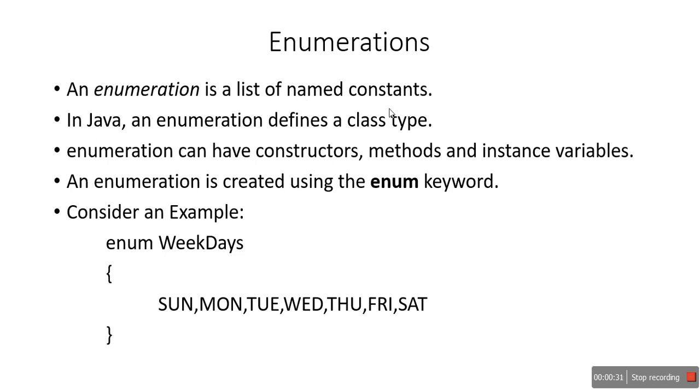Enumeration is a list of named constants. We know how to create constants in Java by using final, but that is just to create a constant variable, so that the final variable data cannot be altered. Means while declaring a variable, to mention that it is a constant, we use the keyword final and we assign some value for that particular variable, so that value cannot be altered.